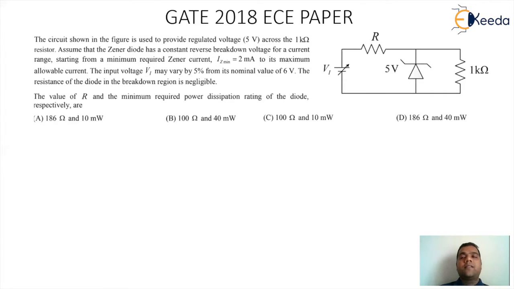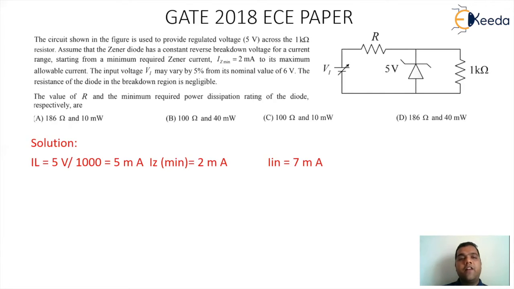So what we need to understand here is the Zener voltage is given as 5 volt. That will also come across the load and the load value is also available with us, that is 1 kilo ohm. So when we start with the solution, we can find the value of load current straight away. That will be the value of load voltage divided by the load resistance. So it will be 5 volt divided by 1000, which will give you 5 milliampere.